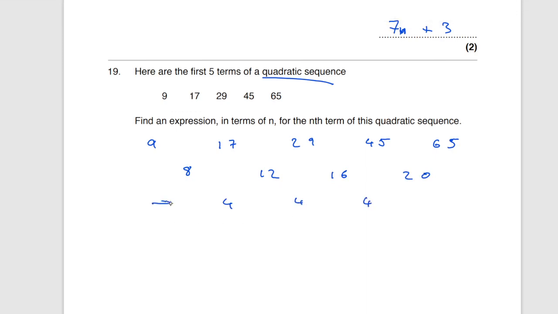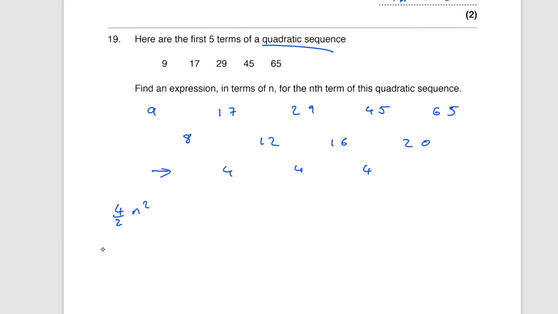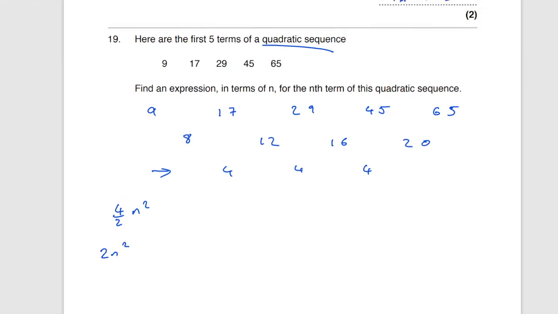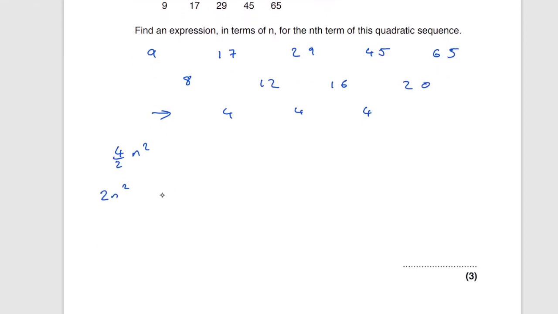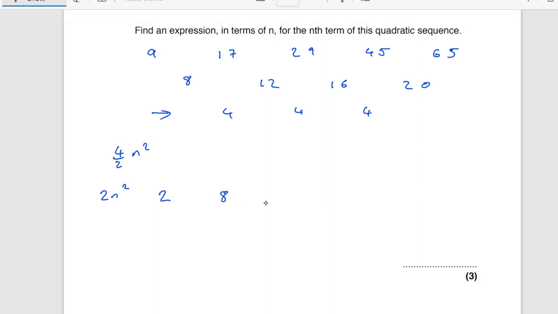So that means that my second differences are constant. So I would have a 4 over 2, 2n squared. Second difference, 4 over 2, n squared within my term. So my sequence is going to have a 2n squared in it. If I then look at what 2n squared would give me, 1 squared is 1, times by 2 would be 2, 8, 18, 32. Actually, I've missed one out.